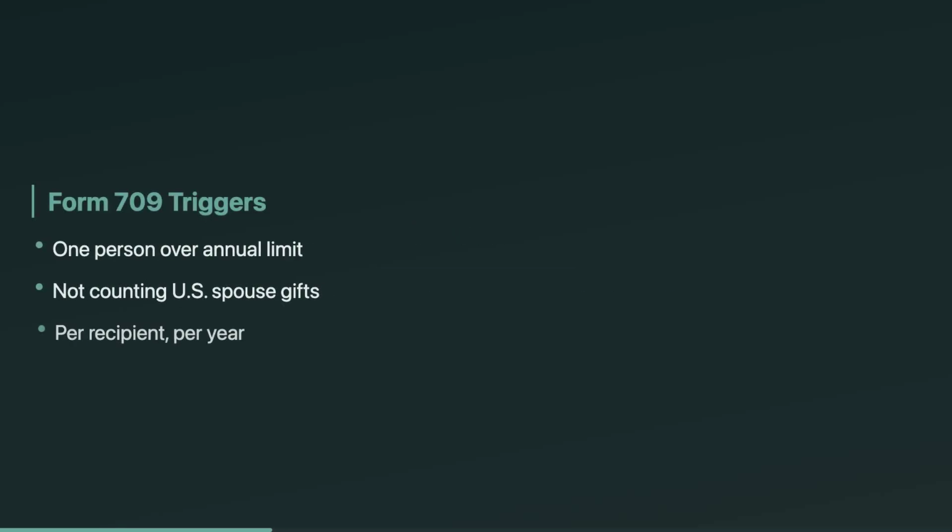Trigger number 1. You give one person more than the annual gift limit in a year. That's per recipient, not total gifts. And there's a big exception. Gifts to a U.S. citizen spouse generally don't trigger Form 709. On the EA exam, they love one person over the limit because it's simple and easy to miss.